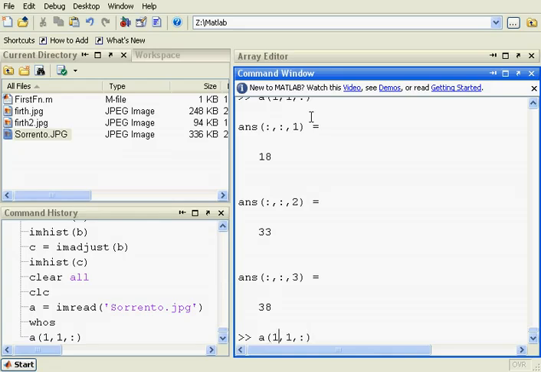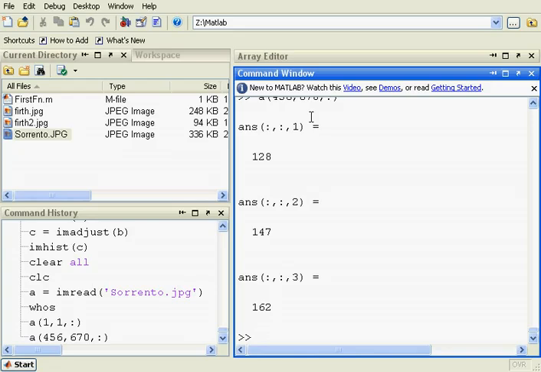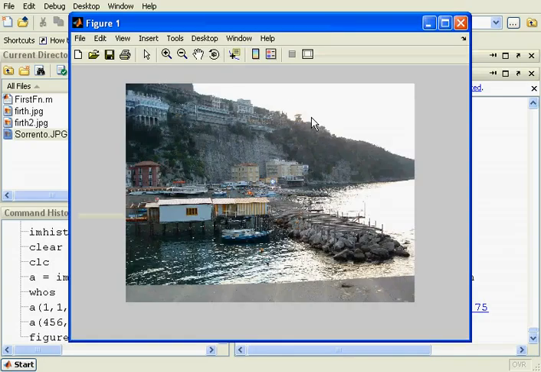If we go somewhere else completely in the image, no idea what it's going to be like. So the red is 128, the green is 147, and the blue is 162. So that will give us something like a mid-white. Okay, so what does the image look like? So there we are, a pretty picture of Sorrento.